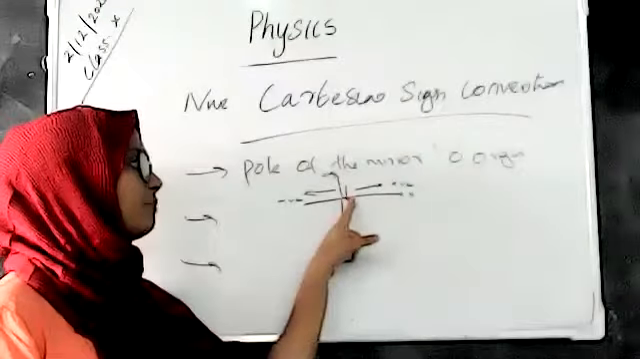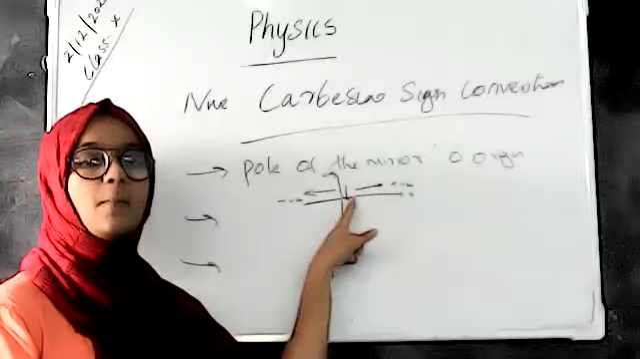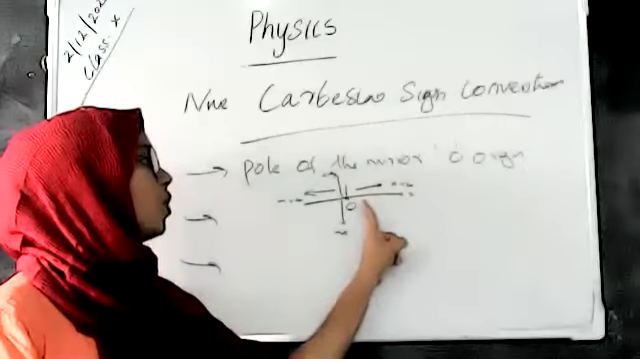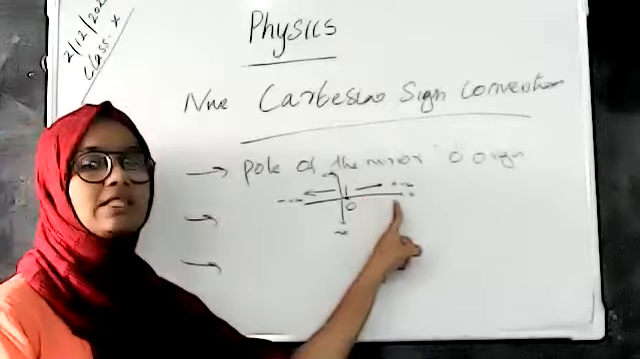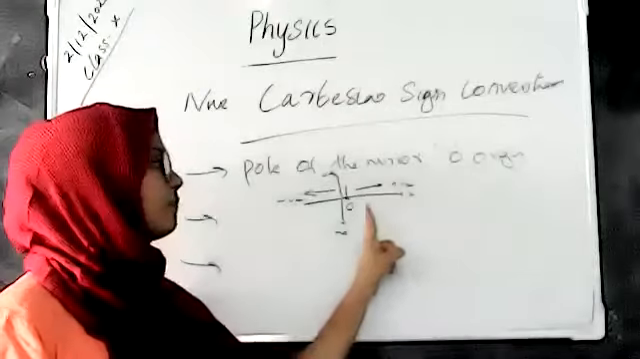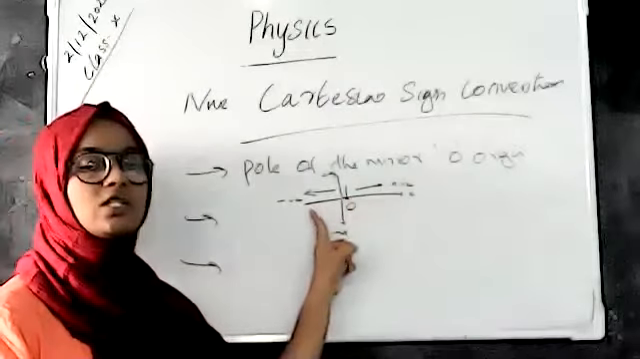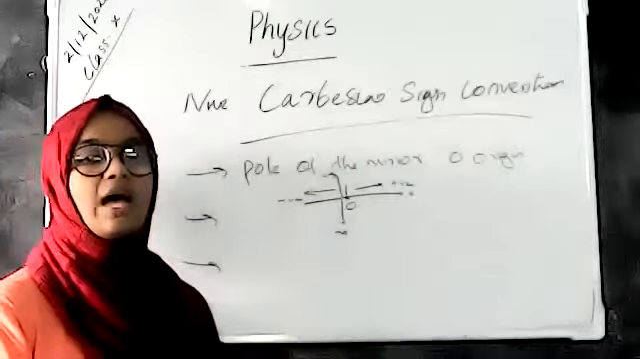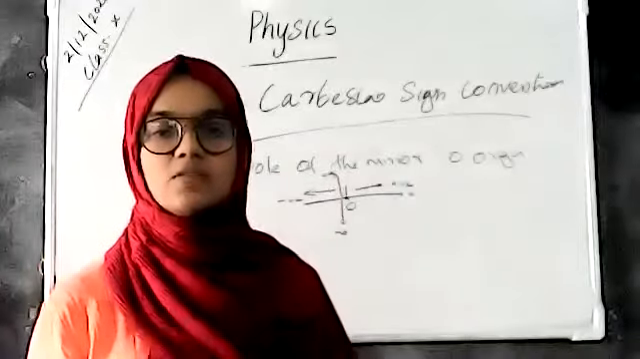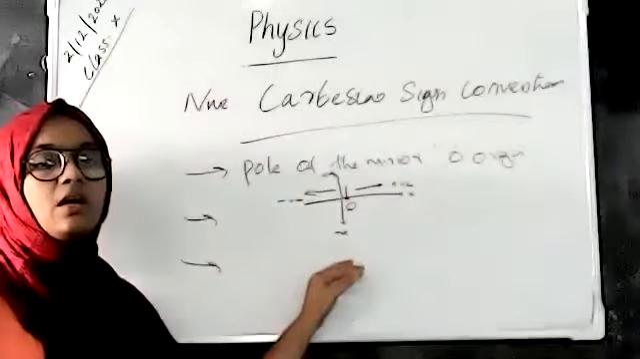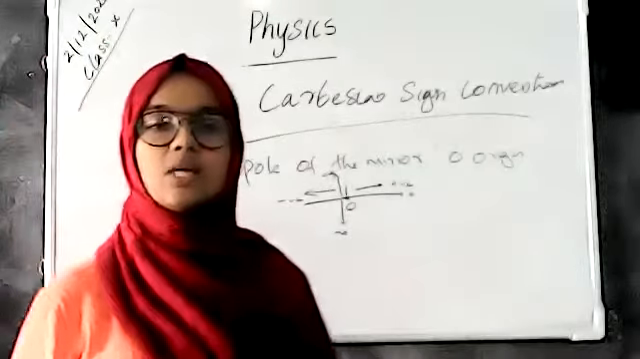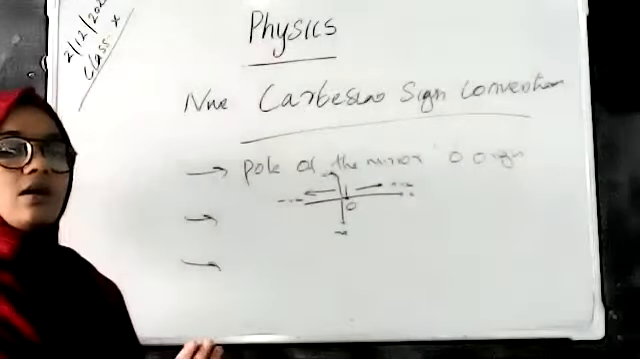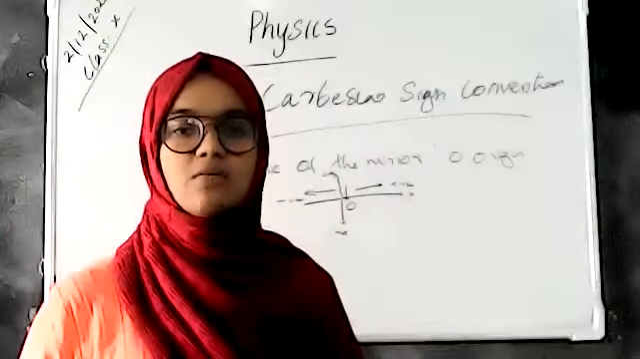That is, the origin of the graph paper is taken as the pole of the mirror. From the right side of the origin, or pole of the mirror, is taken as the positive sign, and from the origin, the opposite of the positive sign is taken as the negative sign. The upper part of the x-axis is taken as positive and the lower part of the x-axis is taken as negative. So, there are positive sides and negative sides.